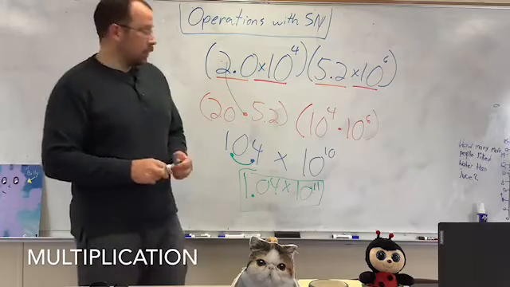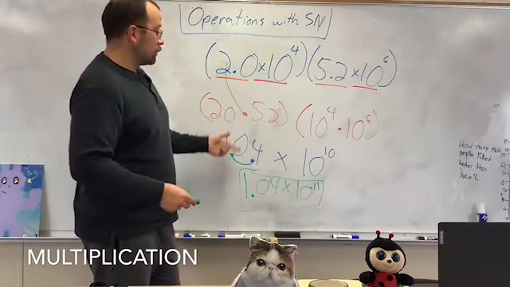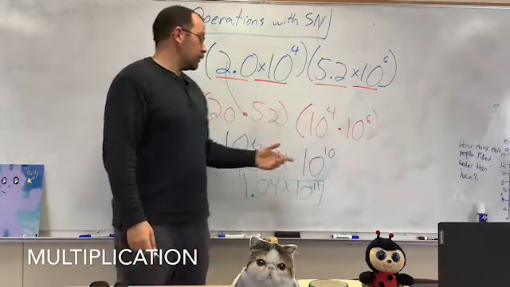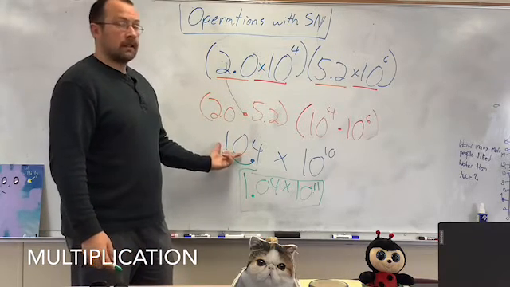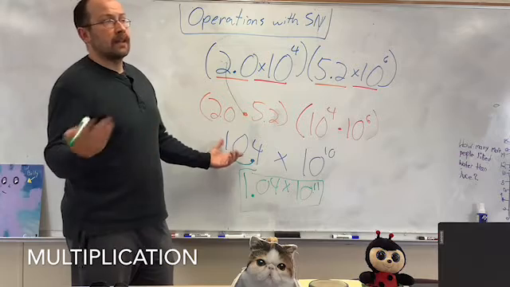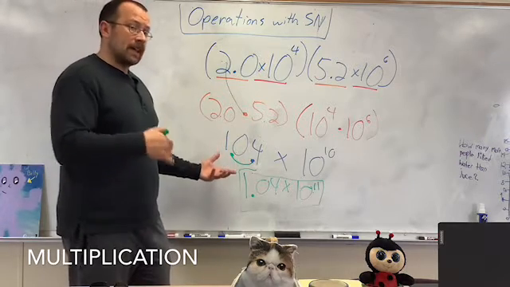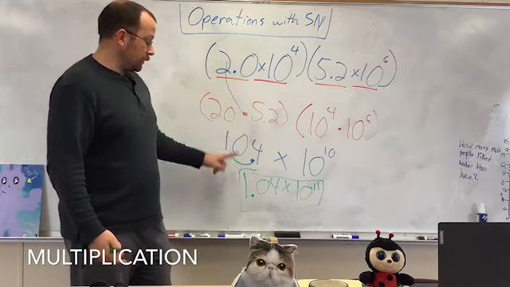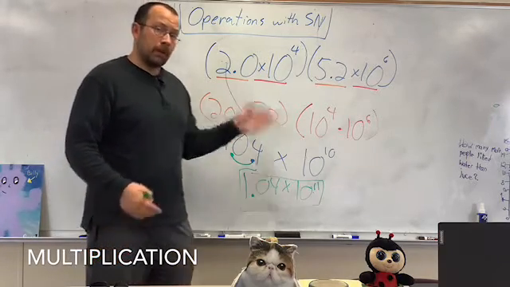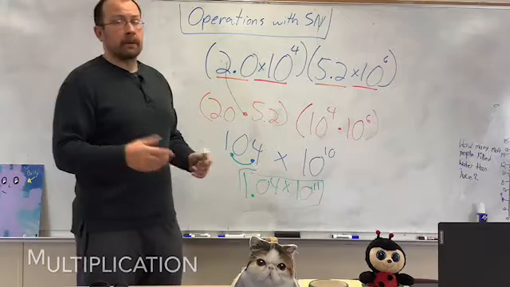The real trick here is this right here. The multiplication is usually not the issue. It's usually when you get here and you get a number that is greater than 9 or less than 1 that it ends up messing people up. But just make sure this front number has to be between 1 and 9. Alright, now we're going to do another example.